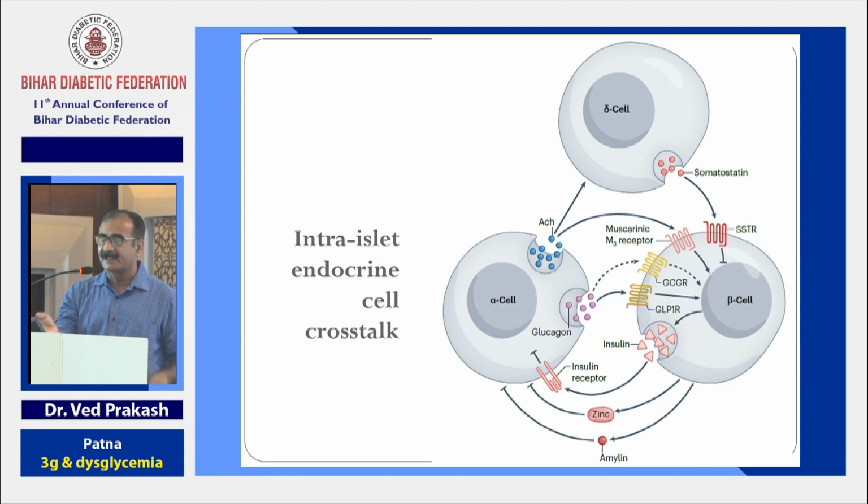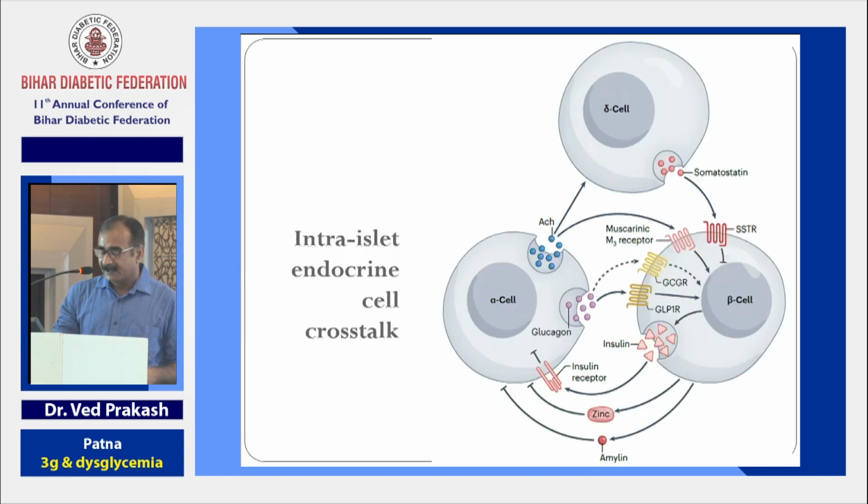just like insulin inhibits the secretion of glucagon. Somatostatin inhibits the secretion of both insulin and glucagon. So there is interplay between these three pancreatic hormones. Somatostatin inhibits both insulin and glucagon. Insulin inhibits the secretion of glucagon, whereas glucagon promotes the secretion of insulin. So these are very important mechanisms.